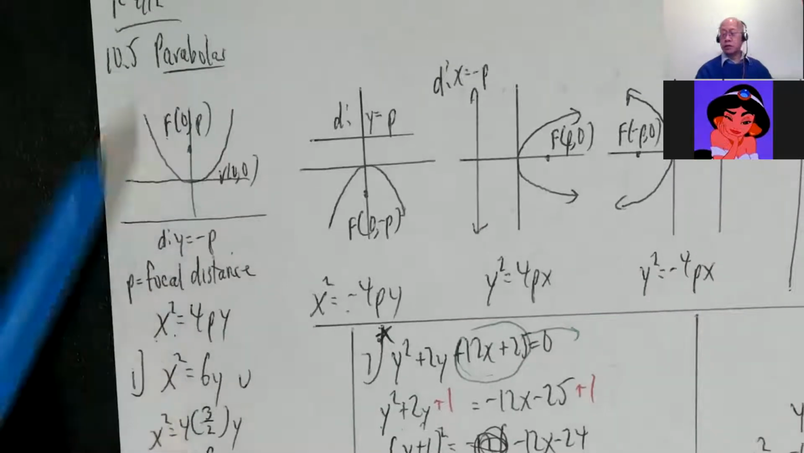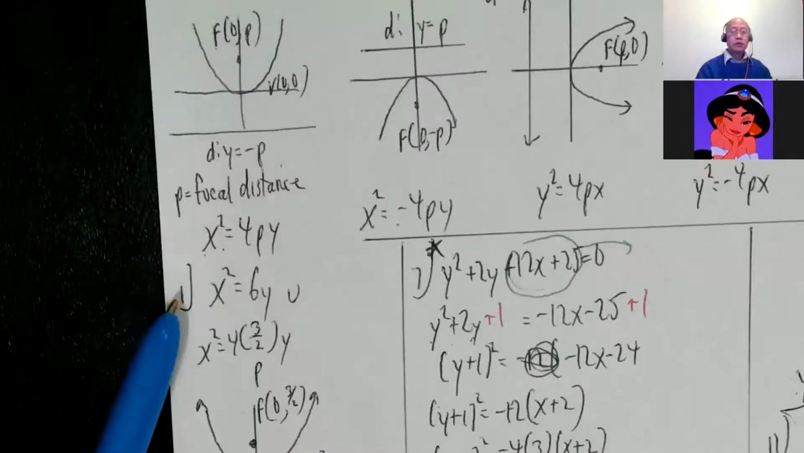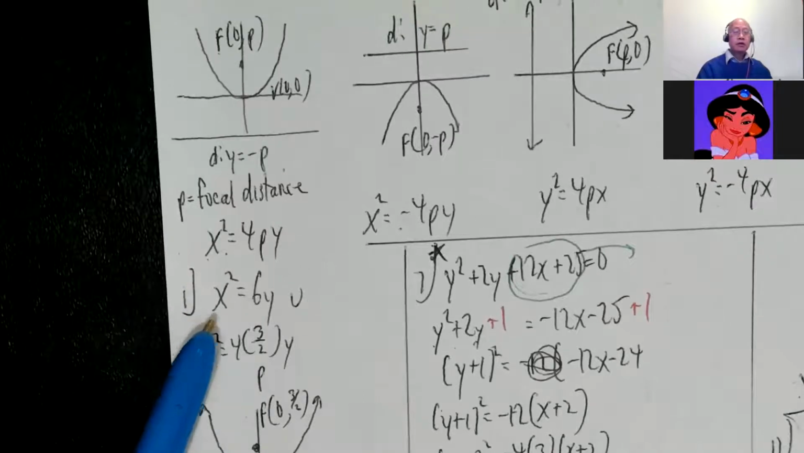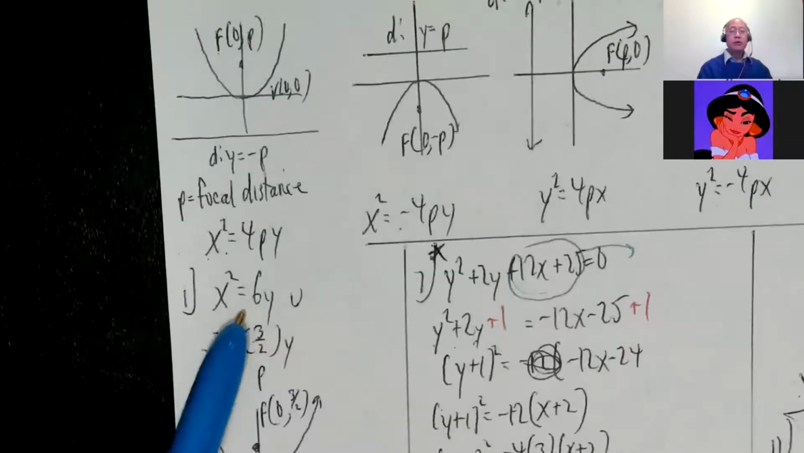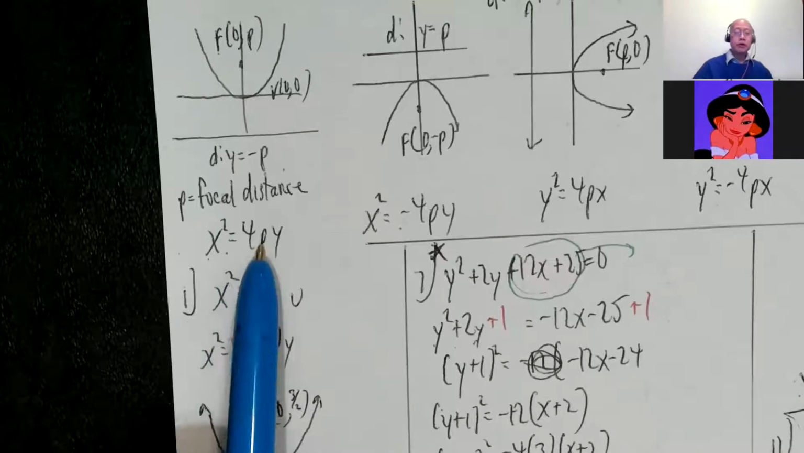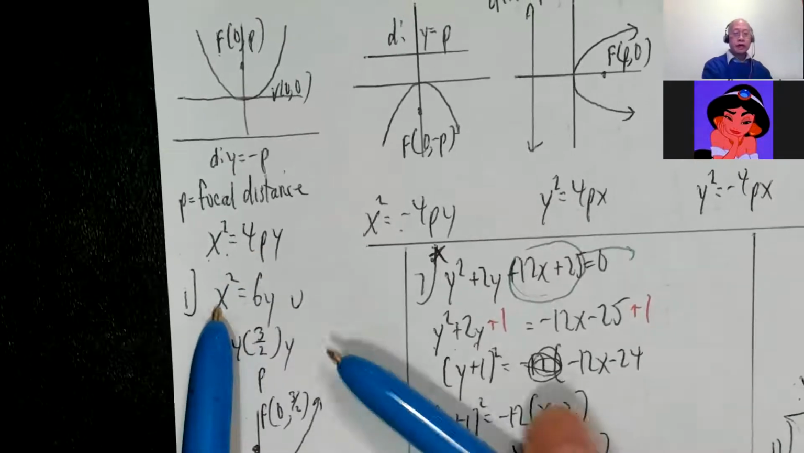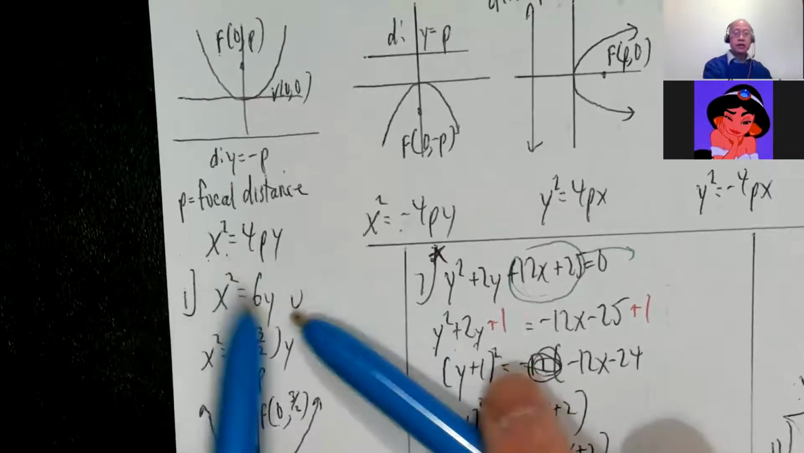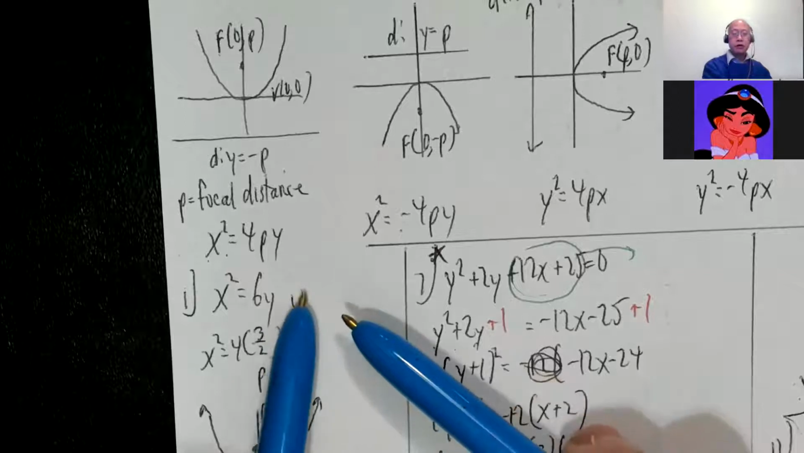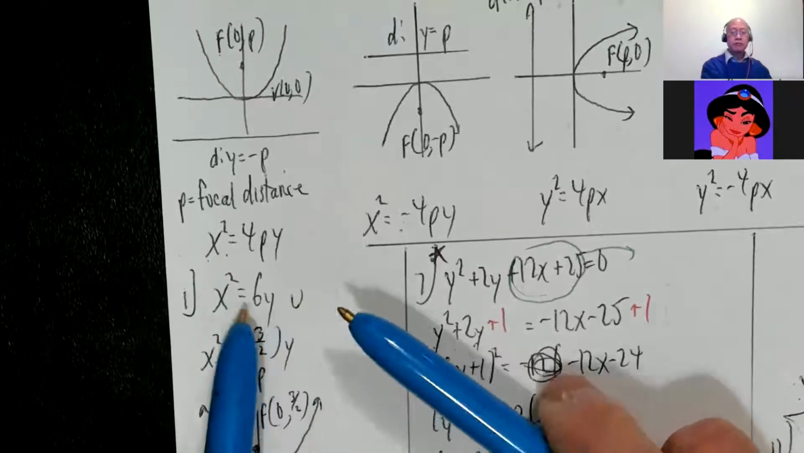All right, so I'll try to do as much as I can with the parabolas and maybe sneak in some ellipses also. Okay, so number one, x squared equals 6y. So I want to force this to look like 4py. Okay, first thing I notice is x squared equals 6y. That looks like this. So it's a parabola opening up. So I draw a little U shape, meaning it's opening up.